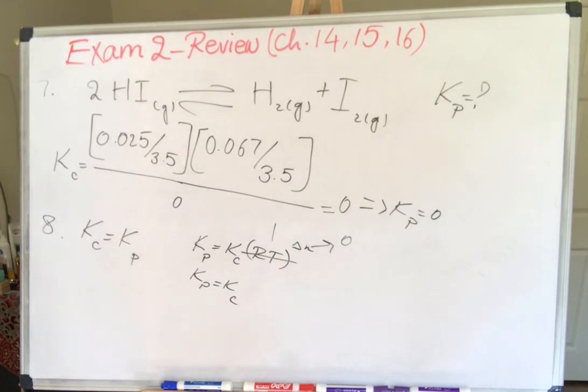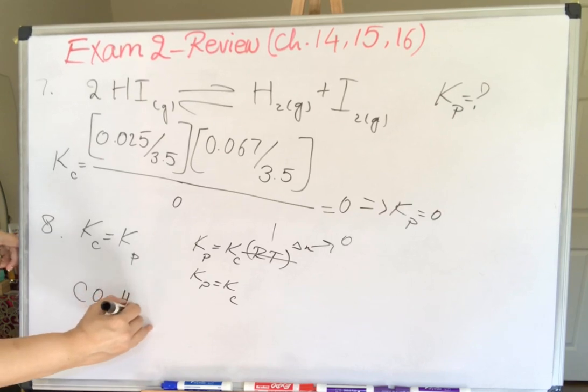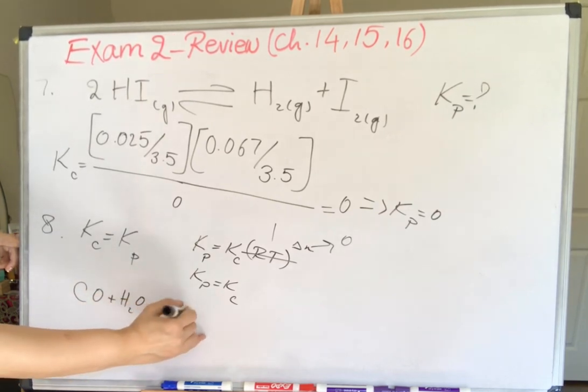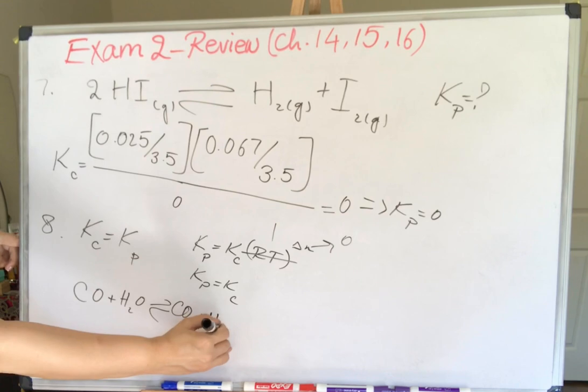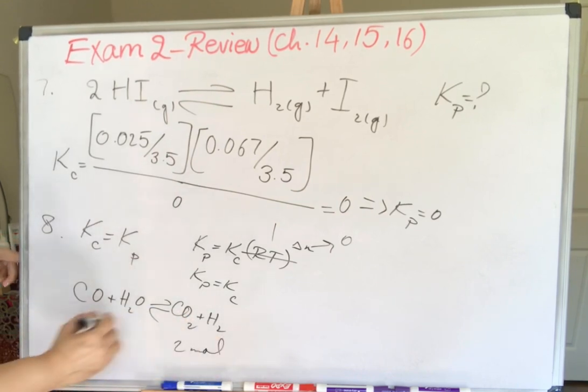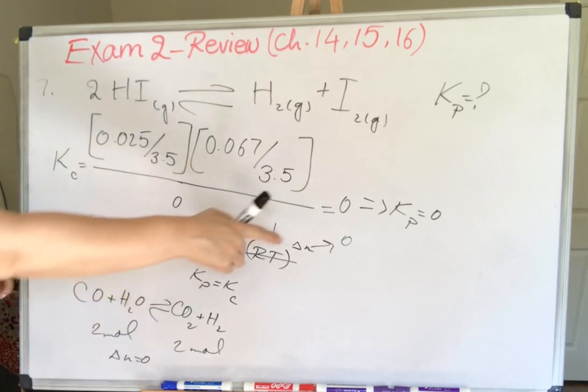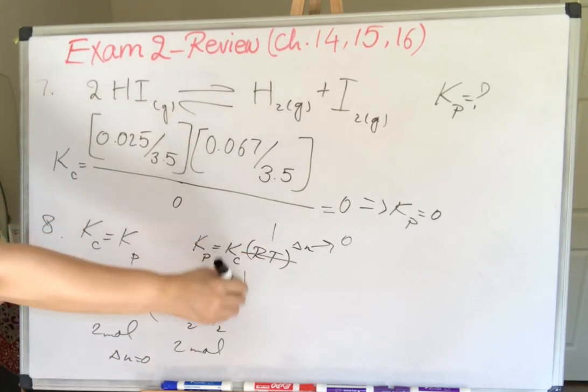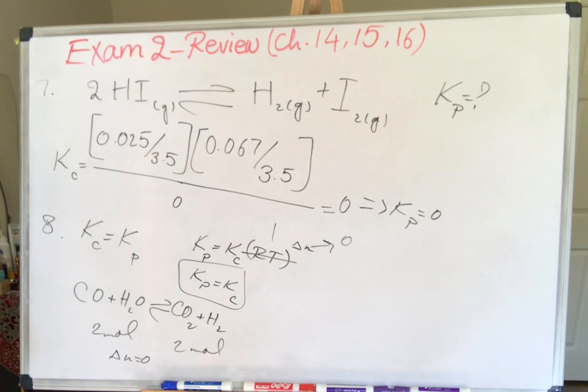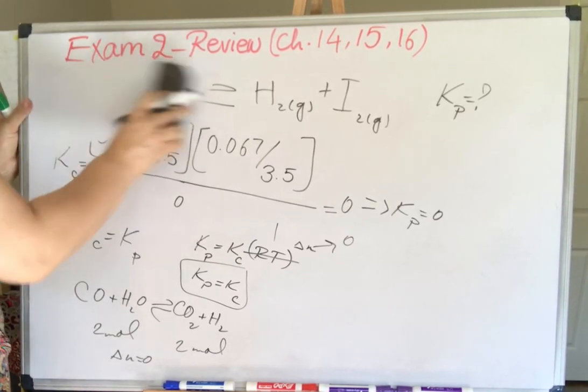For 8, part B, you see CO plus H2O gives CO2 plus H2. You have 2 moles and 2 moles, so delta N is going to be 0. Any number to the power of 0 is going to be 1, so Kp will be equal to Kc. These should be very quick questions that you answer quickly. You shouldn't waste that much time on them.